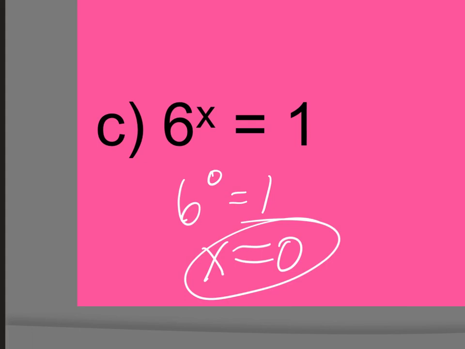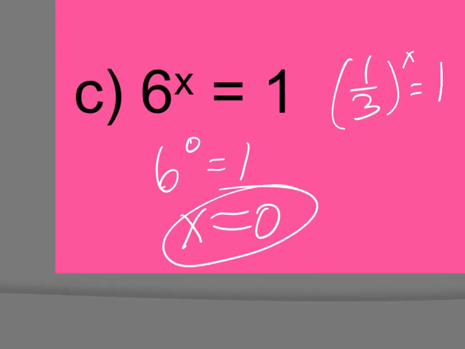Anything raised to the 0 power is what? 1. So if you have an exponential function, if I had 1/3 to the x power equals 1, anything that's raised to the 0 power is 1. That is not a trick question. That is a very, very important thing for you guys to remember. That's why it's on here.